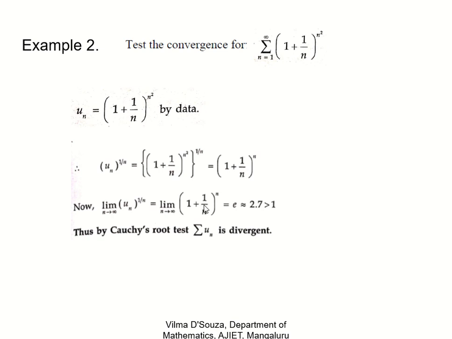Right? What is the limit of this? I had given it in the note. The value of this is e, that is e to the power 1, and the value of e you can find using a calculator, it is 2.7. So use Cauchy's root test. This value is greater than 1, limit n tending to infinity un power 1 by n is greater than 1. So summation un is divergent. The series is divergent by Cauchy's root test.